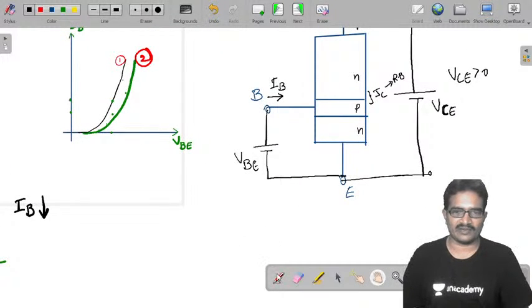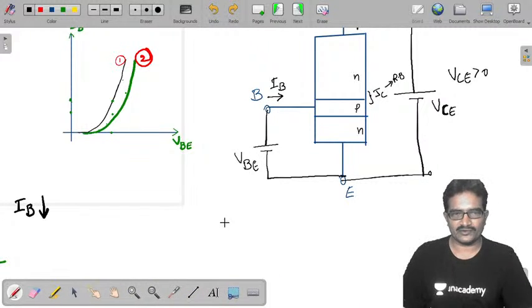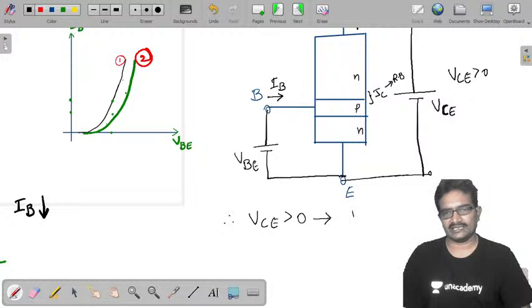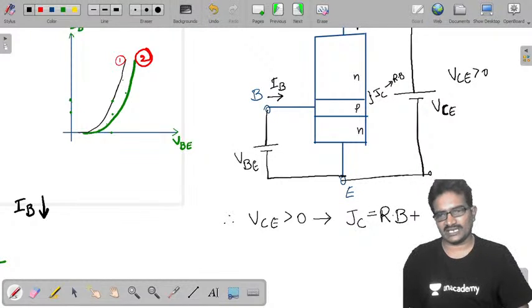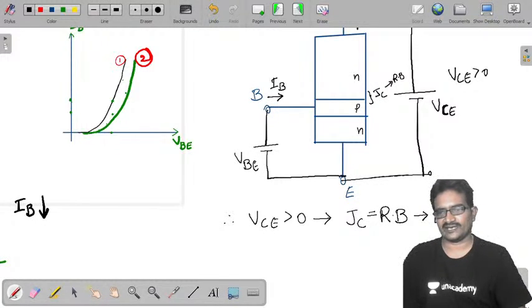So now I am representing the same thing here. Therefore, once VCE is greater than 0, the collector junction became reverse bias. Collector junction equals reverse bias. Once the collector junction is reverse bias, the depletion region at the collector junction increases and the effective base width decreases.